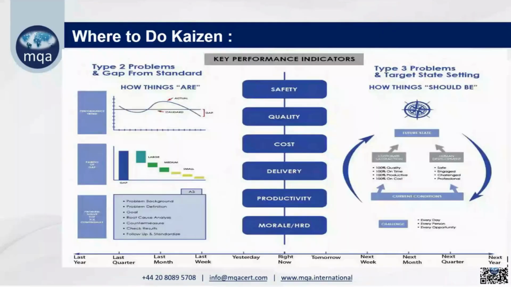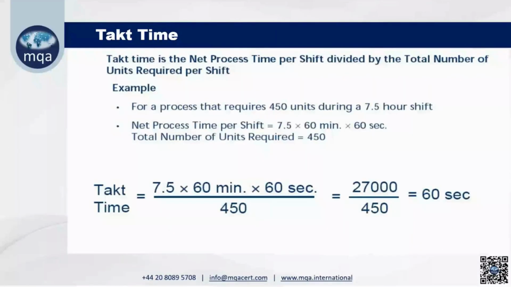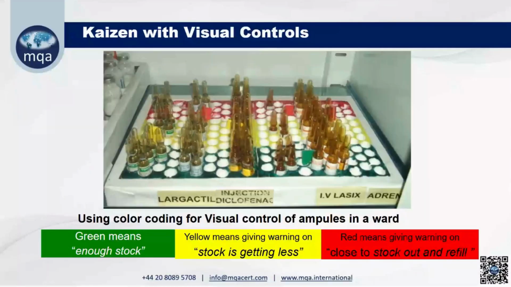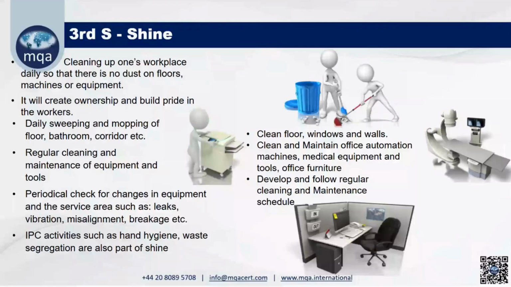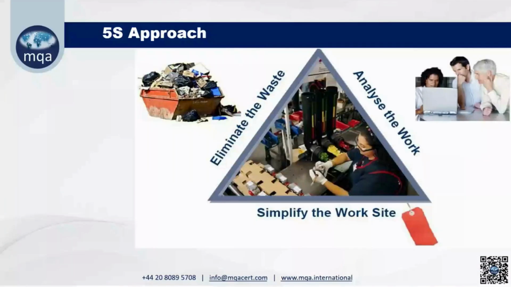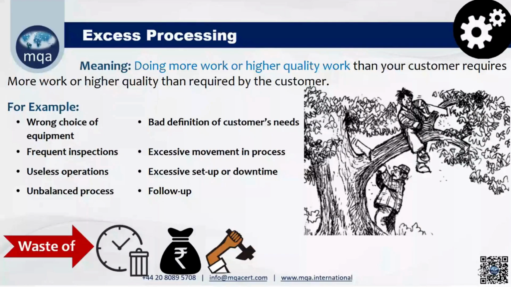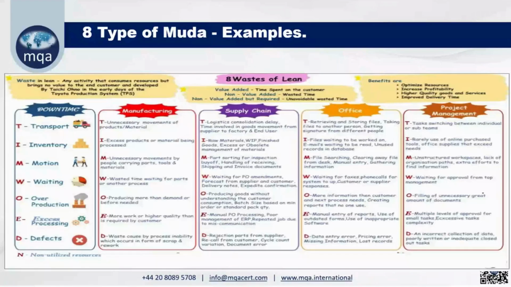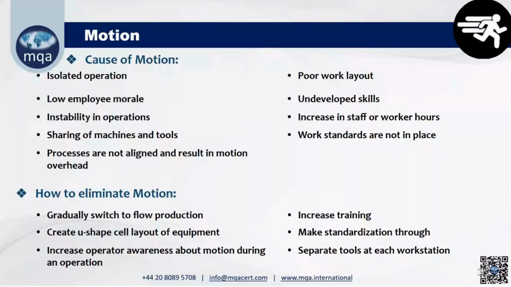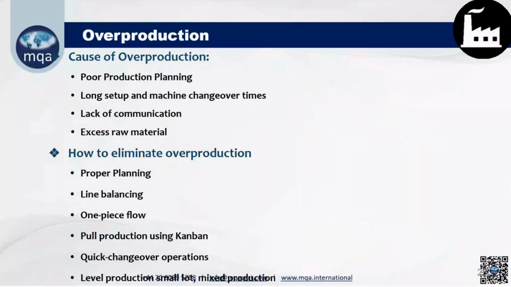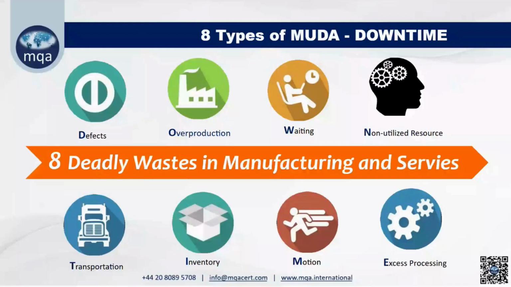So we have covered poka-yoke, okay. We have covered Kaizens. 5S we have covered. We have covered 8 types of Muda. We have covered Muda, Muri, Mura. We have to remember the 8 types of Muda: downtime, defect, overproduction, waiting. Okay.